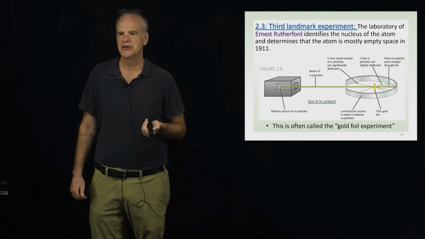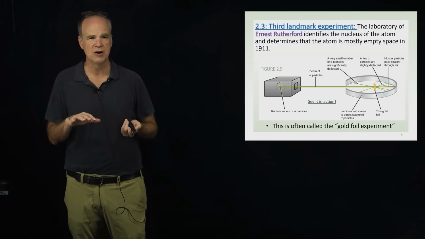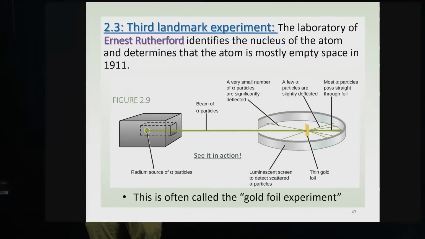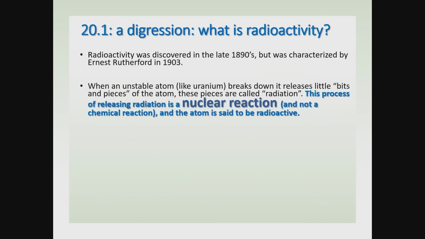Okay, so what we're going to talk about now is a new experiment that was carried out by a man named Ernest Rutherford, and he had some people to help him carry out this experiment. And what Ernest Rutherford's experiment showed was that this model was not really a very good description of the atom. So I'm going to talk about this experiment now.